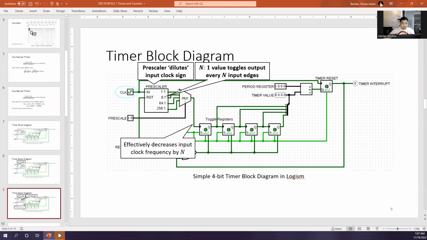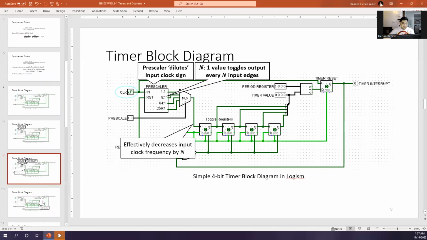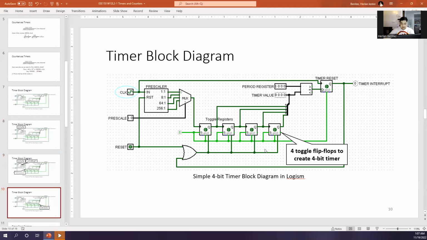So, yun, pag yung value natin is into 1, yung ating value nagtatagal yung output every input edges. So, effectively, yung input natin na clock frequency is nadi-divide by n. And so kung ito for toggle flip-flops, we have a 4-bit na timer.